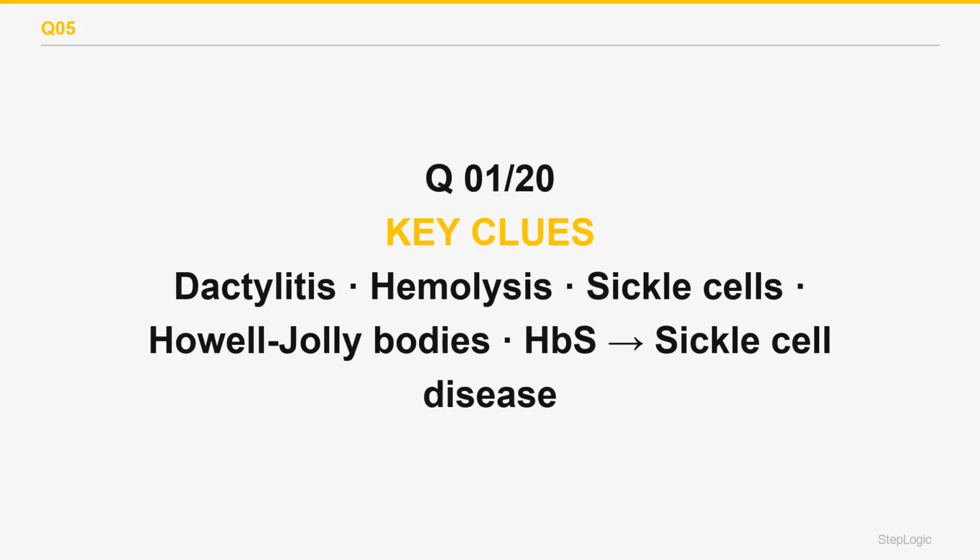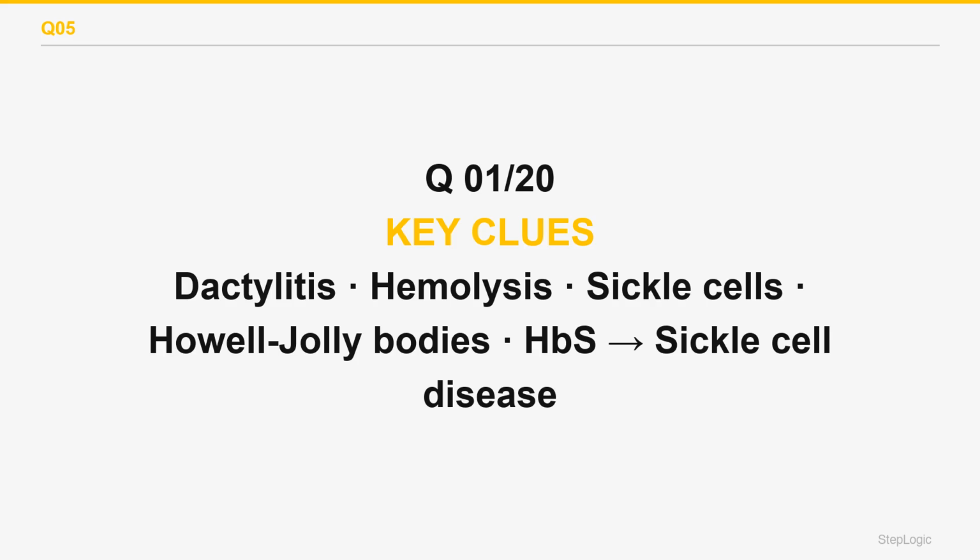Sickle cell disease is caused by a single point mutation in the beta globin gene, a substitution of valine for glutamate at position 6 of the beta chain. This swaps a hydrophilic amino acid for a hydrophobic one. When deoxygenated, the mutant hemoglobin S polymerizes into rigid fibers that deform the red cell into a sickle shape.